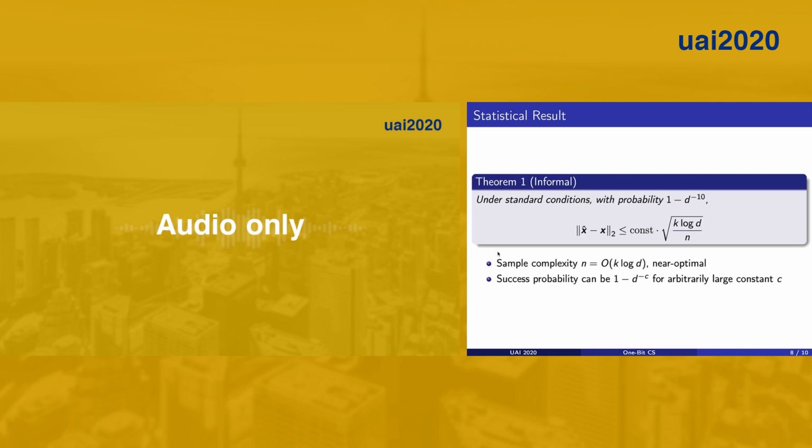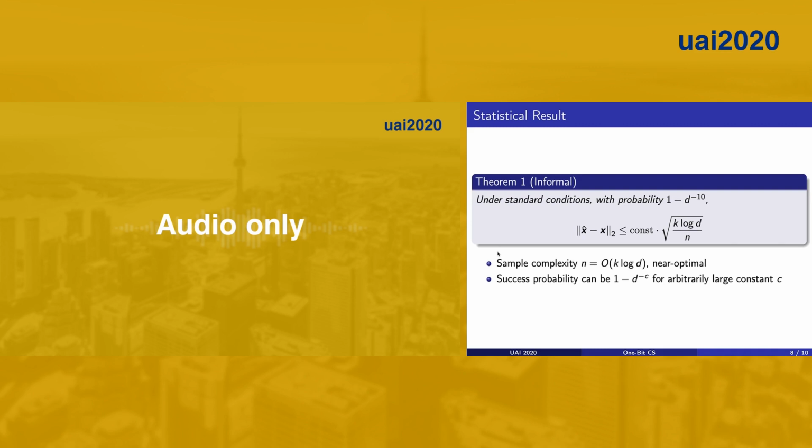So this is our main result. We assume some standard conditions. These conditions are a little bit technical, so you can find them in the paper. And we show that with high probability, the distance between the global optimum and the ground truth signal is upper bounded by root of k log d over n. That implies that the sample size is proportional to k log d, which is near optimal.